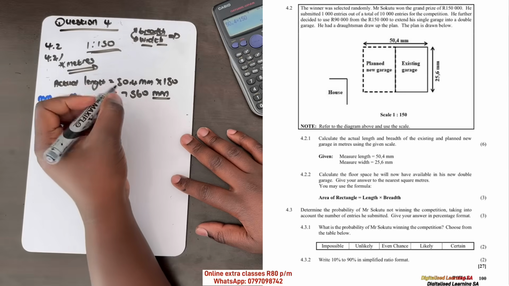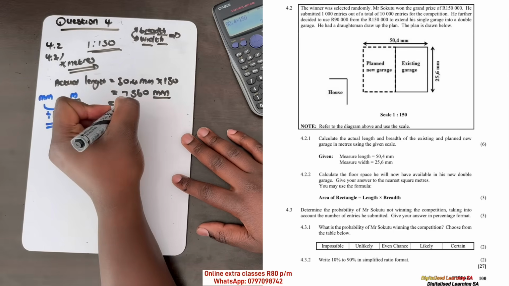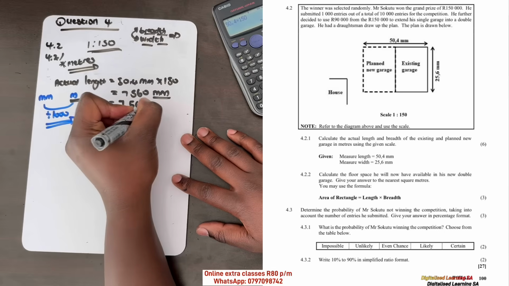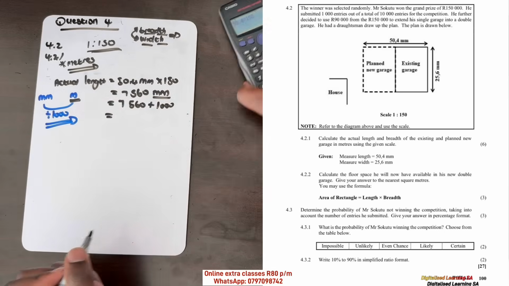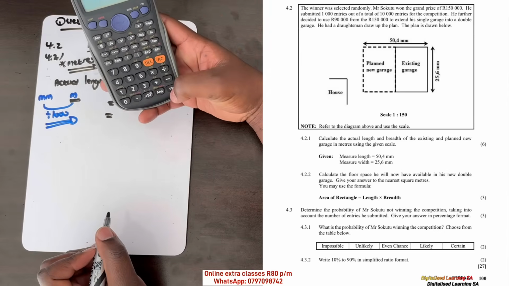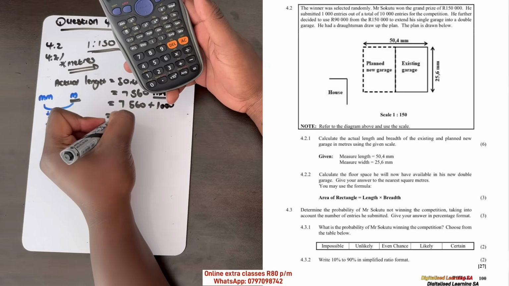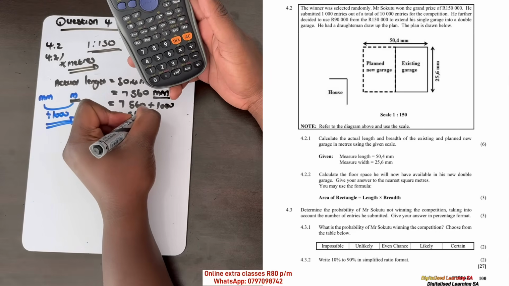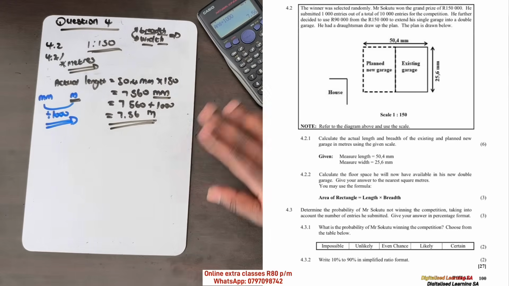So how do we do that? We divide by 1000. We say 7560 divided by 1000, and then we will get our answer in meters. We can see that our answer will be 7.56 meters.